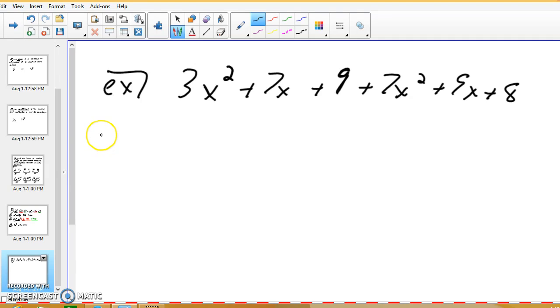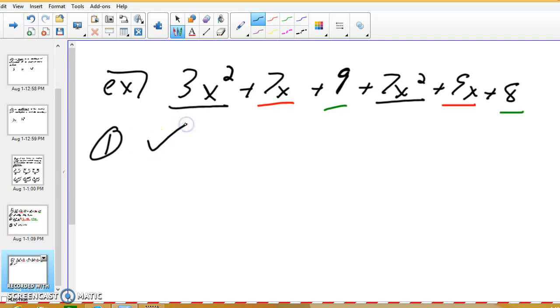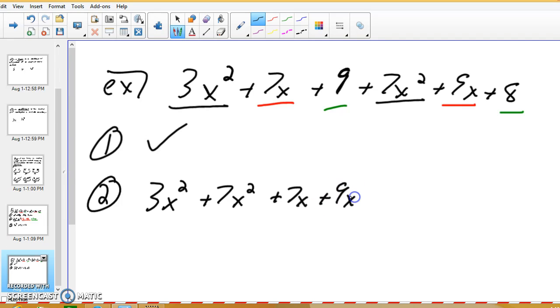Okay, now let's go through it. Step 1 is to identify the like terms. We have x squared terms, we have x terms, and we have simply constants. So the first step is done. Second, let's rearrange them accordingly. 3x squared plus 7x squared. Now we move on to the x terms: 7x plus 9x. Now the constants: plus 9 plus 8.